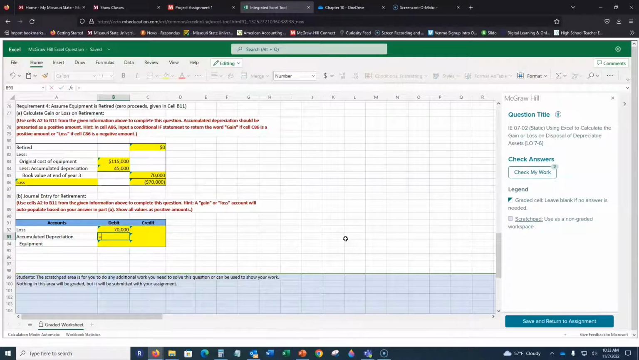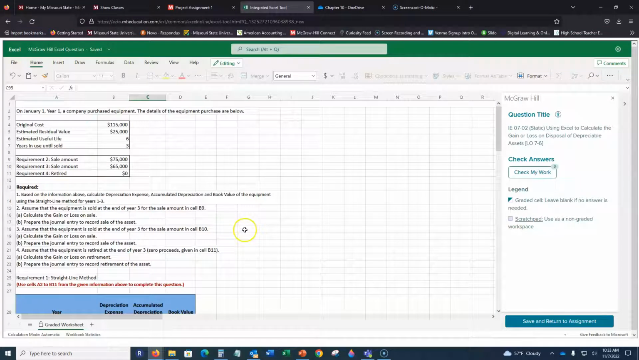We're going to use our accumulated depreciation number. We can see these equal 115,000. So we know our equipment has to be credited for that amount. Okay, and that is project 1. Pretty easy. Like I told you guys, it really shouldn't take more than 15 or 20 minutes to complete this, especially if you're having me walk you through it. If you do have any questions remaining, please feel free to ask me.